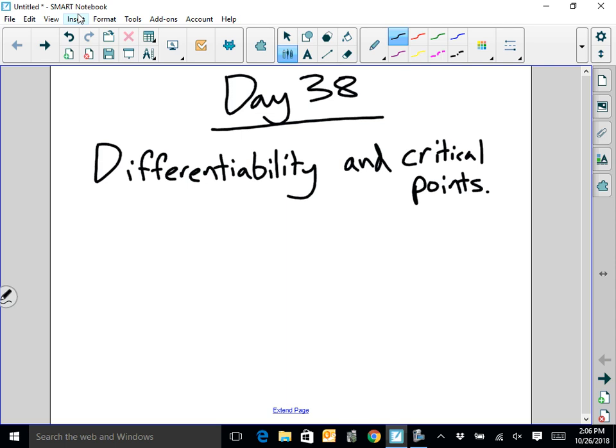Today what we're going to look at are two very important topics that I kind of want to talk about together. I'm going to try and make this condensed, and we'll dive deeper later in the week. But I want to talk about differentiability, and I want to talk about critical points. Both of these things are super, super important. So let's look at differentiability first.